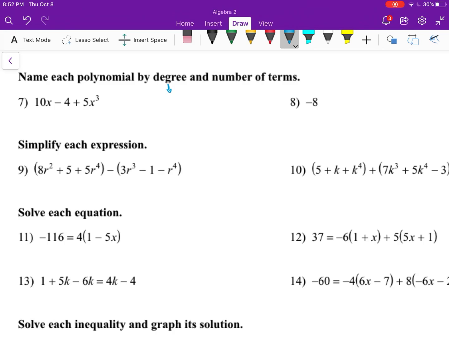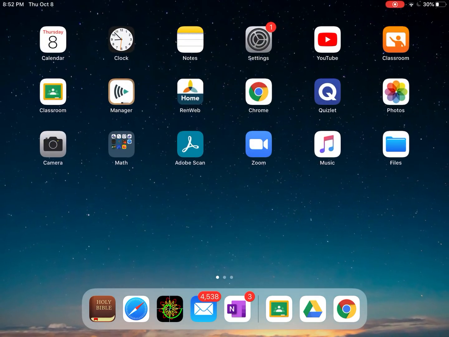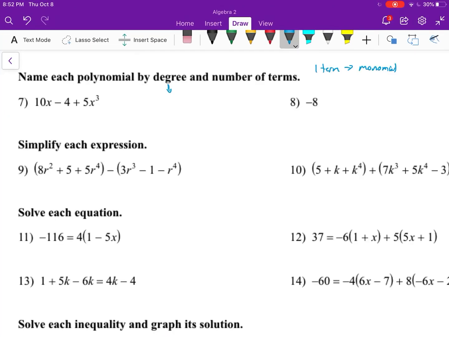And then the number of terms, we don't just say 1 or 2 or 3. If it's one term, we call it a monomial. 2 terms is a binomial. 3 terms is a trinomial. Now, if it does have more than 3 terms, we'll just say a polynomial with however many terms.